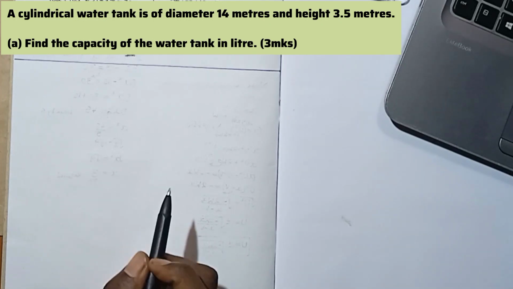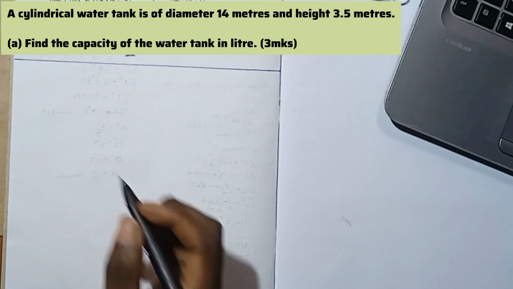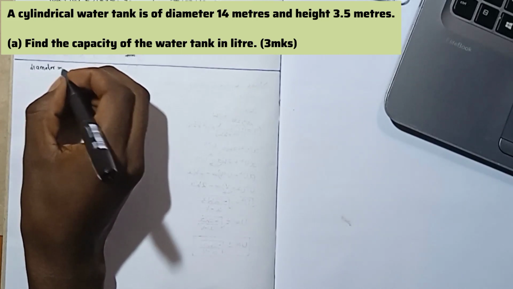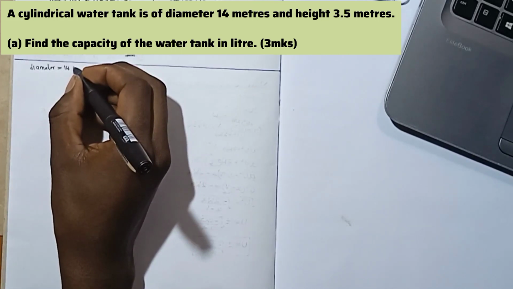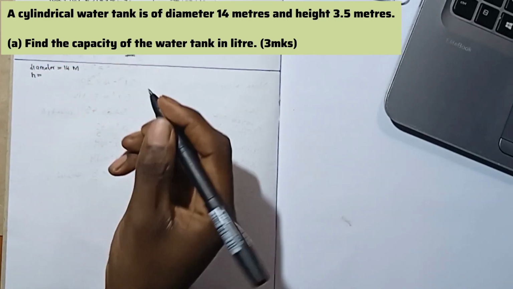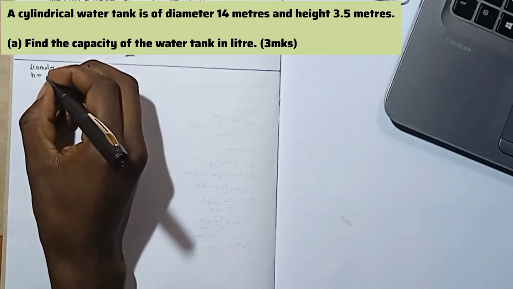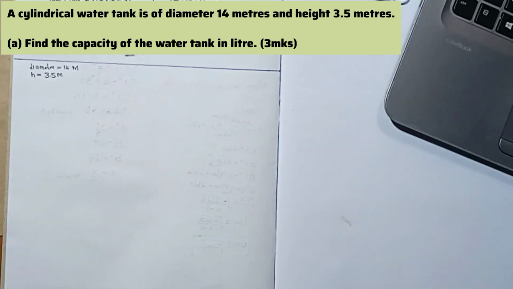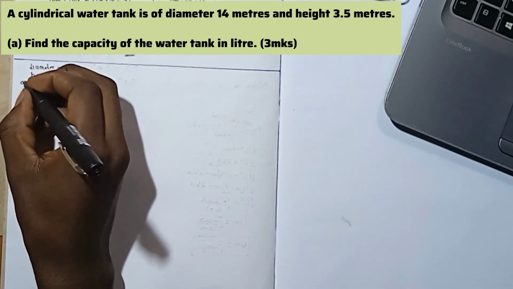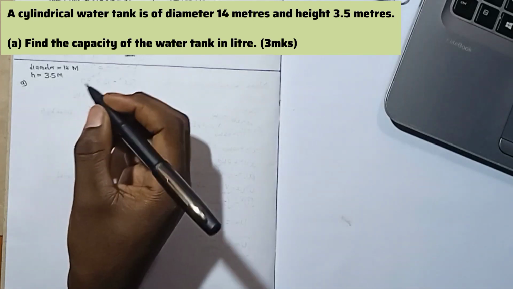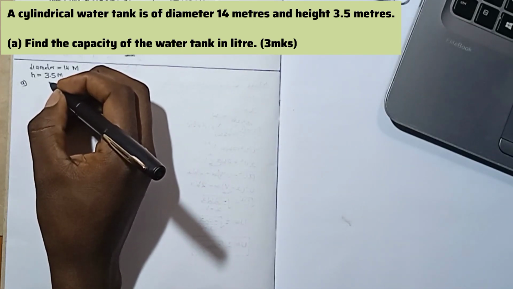A cylindrical water tank is of diameter 14 meters. So diameter is equal to 14 meters, and height is equal to 3.5 meters. So question number A is asking you to find the capacity of water in liters. To find the capacity, basically is to find the volume.